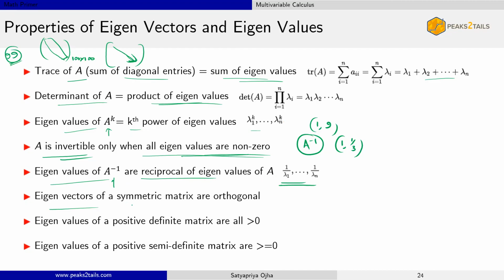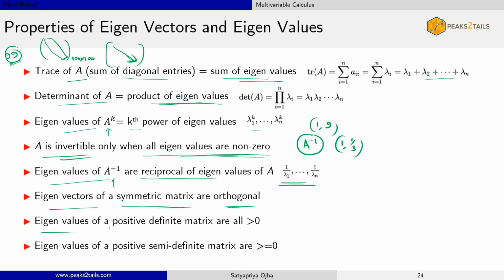Eigenvectors of a symmetric matrix are orthogonal. That means 90 degrees. The vectors would be perpendicular to each other. Eigenvectors will be perpendicular to each other for a symmetric matrix.